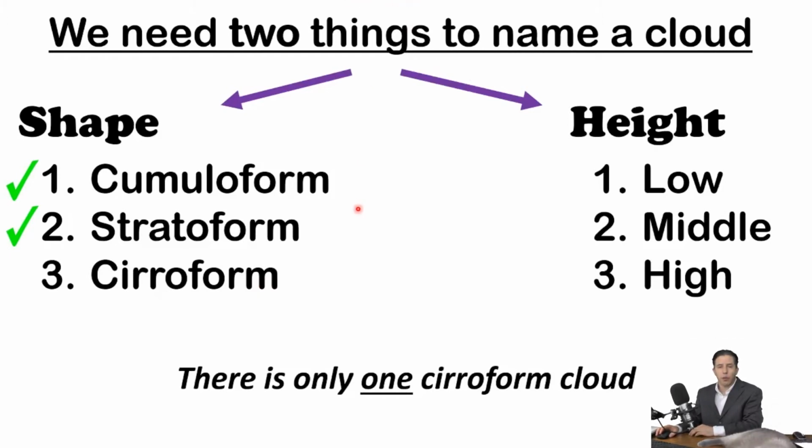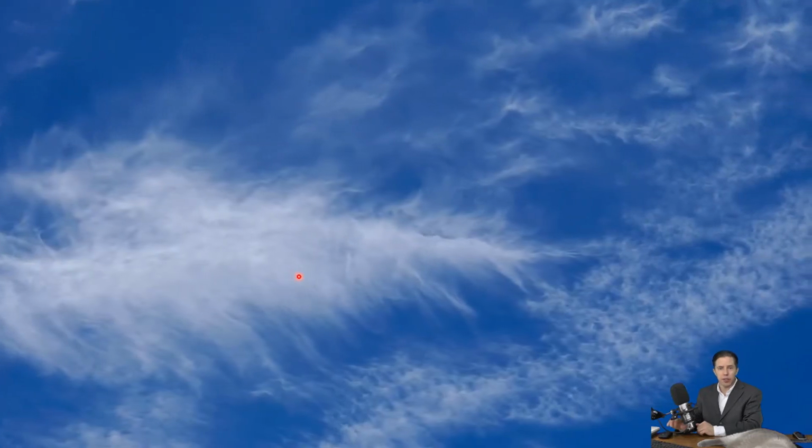Okay, so far we have covered the cumuliform clouds, the stratiform clouds, and there's only one shape left, and that's the cirriform clouds. Now with cirriform clouds, instead of the low, middle, and high varieties, there's only one type. It's high only, and that type is called cirrus.